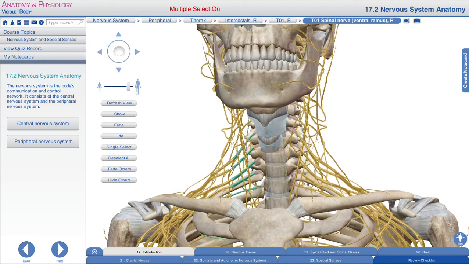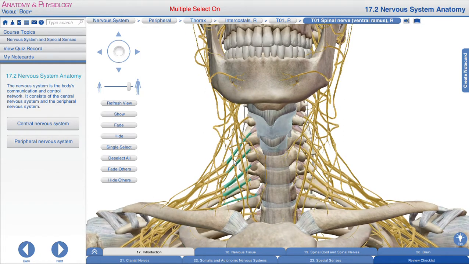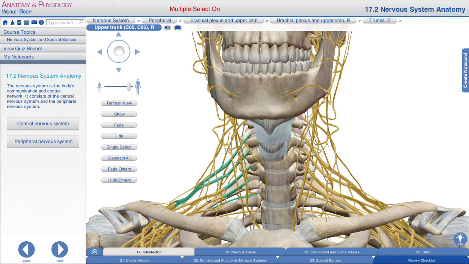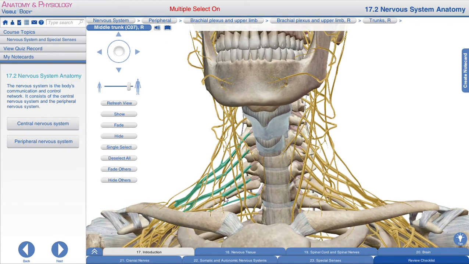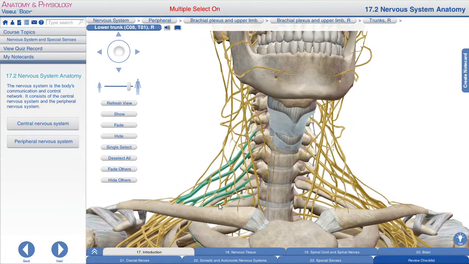So the roots of the brachial plexus unite together to form the trunks. C5 and C6 unite together to form the superior trunk. The middle trunk is a continuation of C7, and the inferior trunk is formed by the union of C8 and T1. So we have the superior trunk, middle trunk, and the inferior trunk.